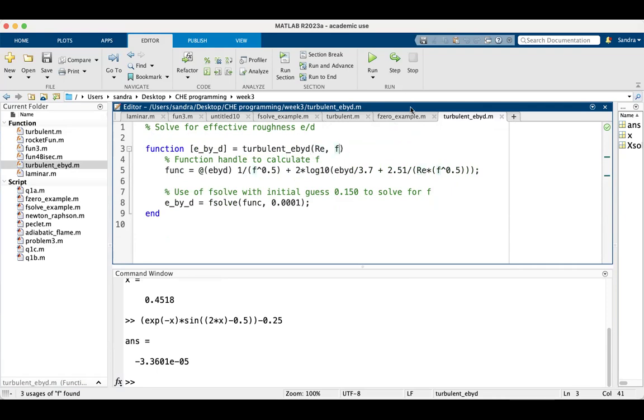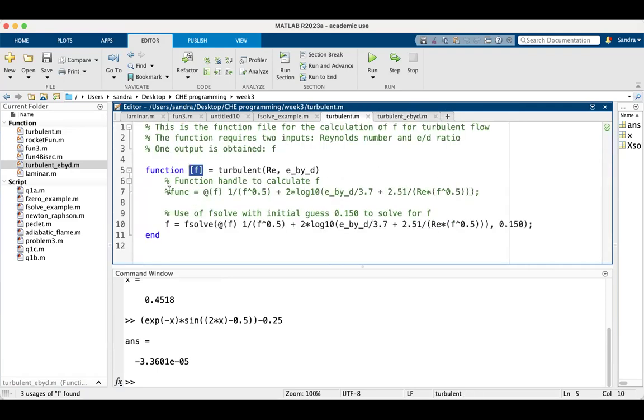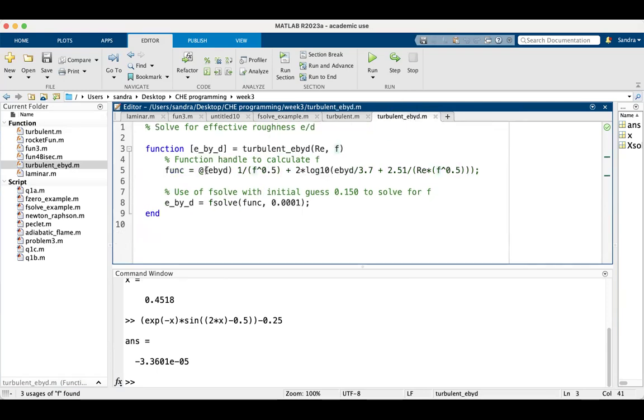Now what happens? Here you remember writing this equation like this. Here, this was a function of F. Now we'll make this a function of E by D. So for that, you have to just write a function of E by D, and F is already given. F you get from here. It is no more a variable. It is a constant. Now everything remains the same. Here Reynolds number and friction factor are given, and the variable is E by D. That is why we mention it like this. The variable that we are solving for is E by D.